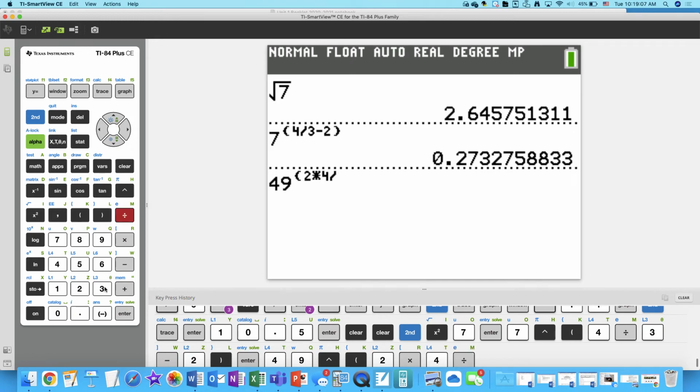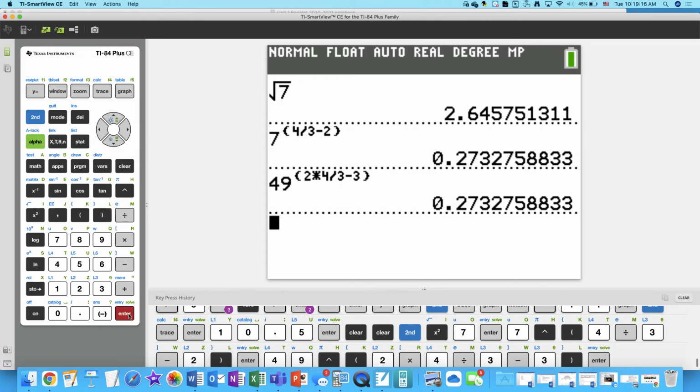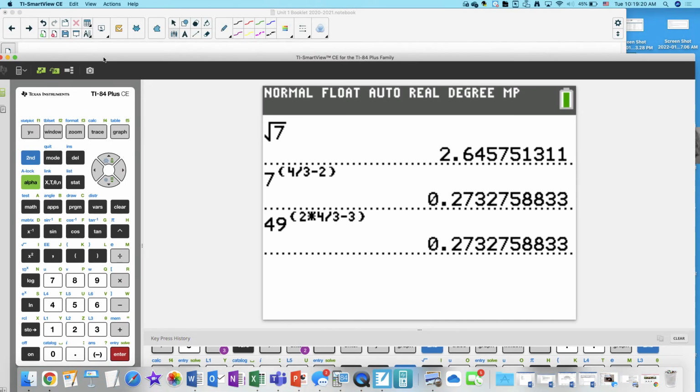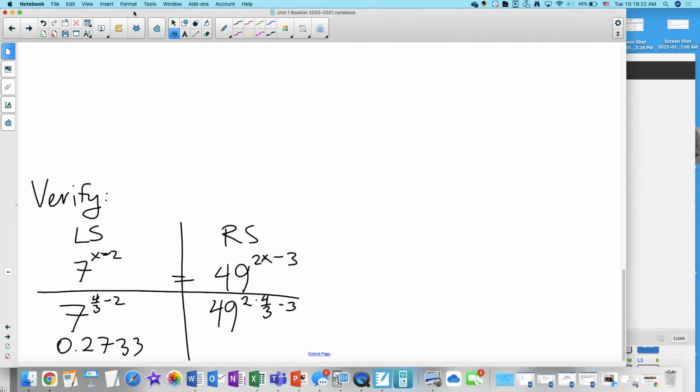Okay, so we have that the left side equals the right side, and that is what we want, right? We're good. Okay. All right.